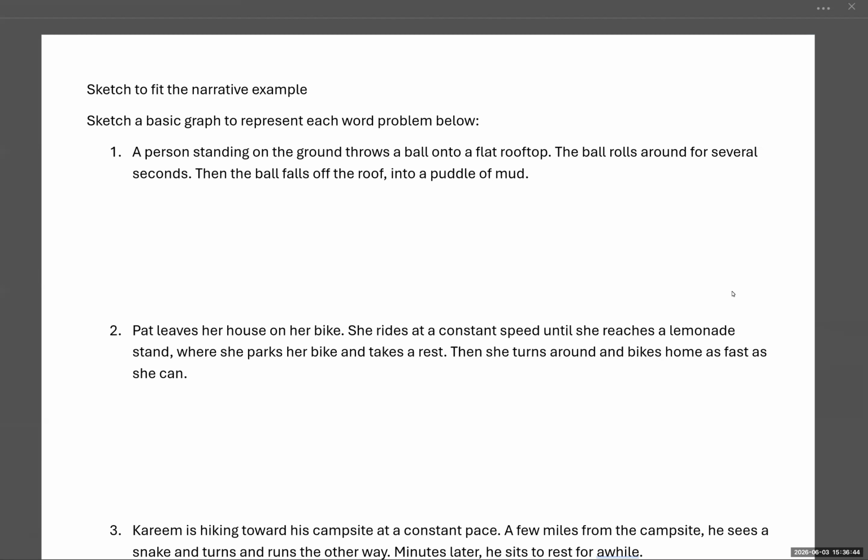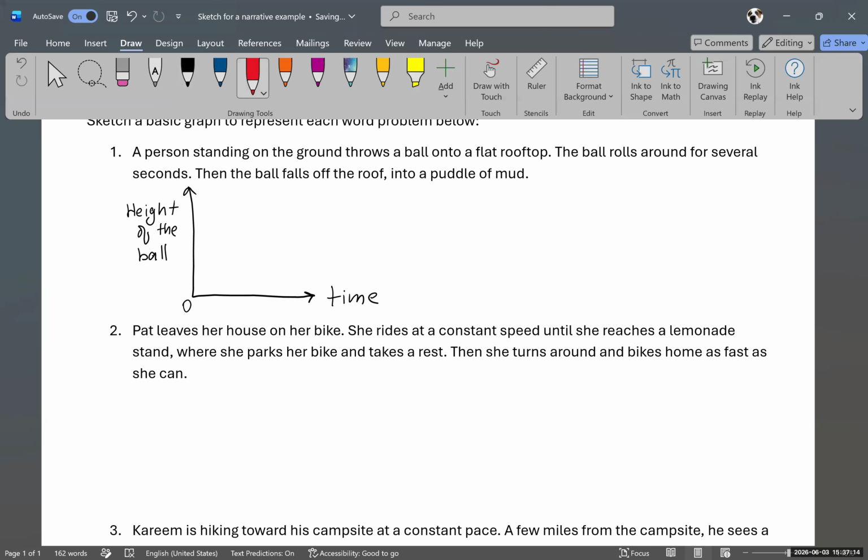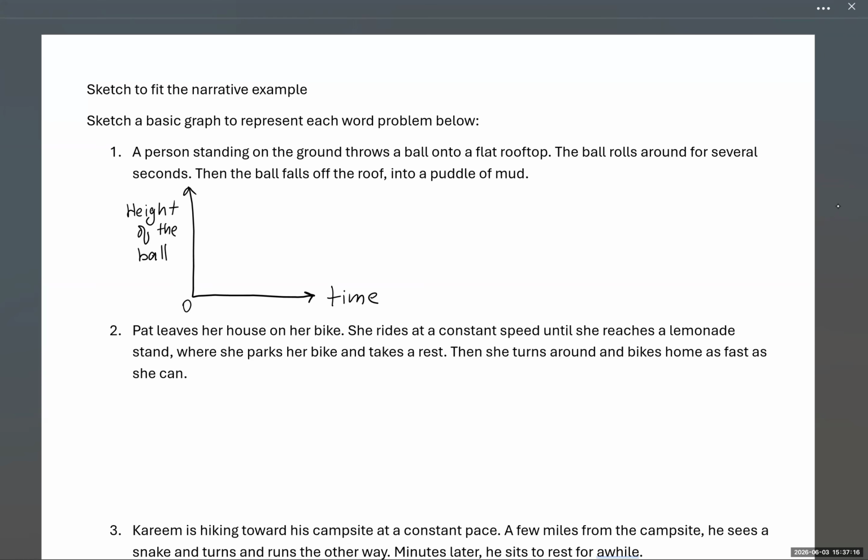So we have an x-axis and a y-axis. We're going to go ahead and label them. The x-axis is just time. And then the y-axis, the thing that makes sense here is the height of the ball. Like any coordinate grid, it will start at 0, 0. So now let's go ahead and look at the actual word problem.